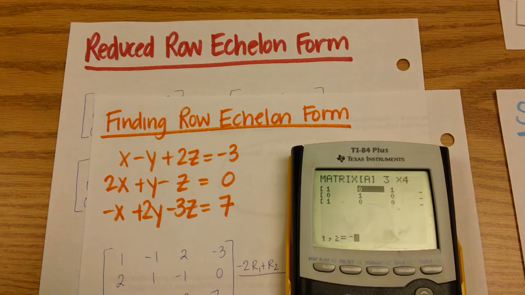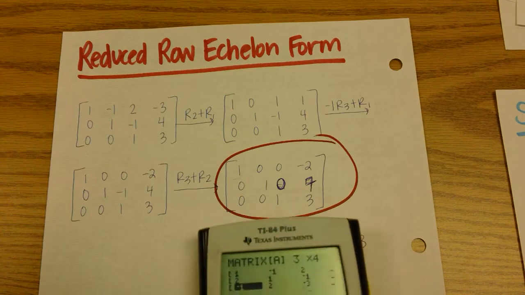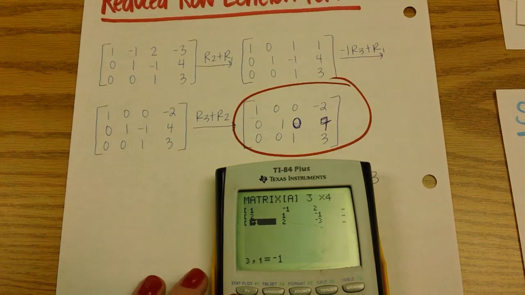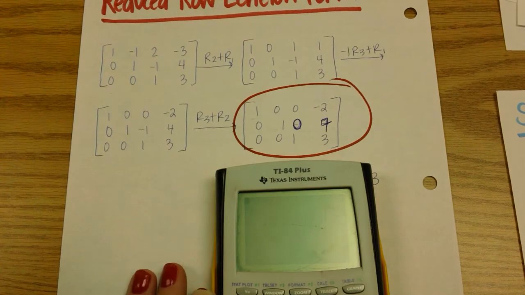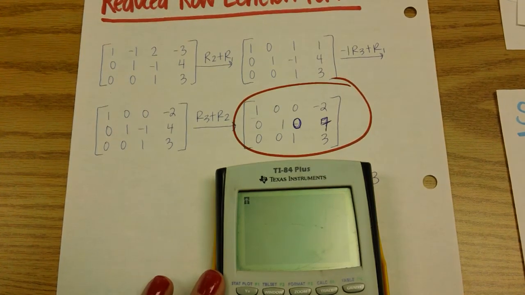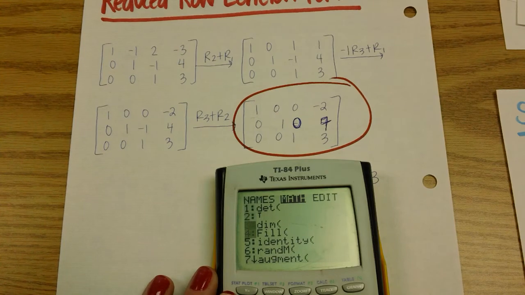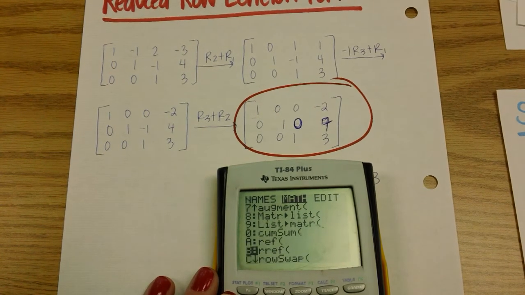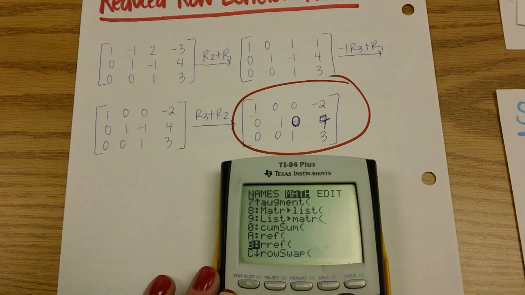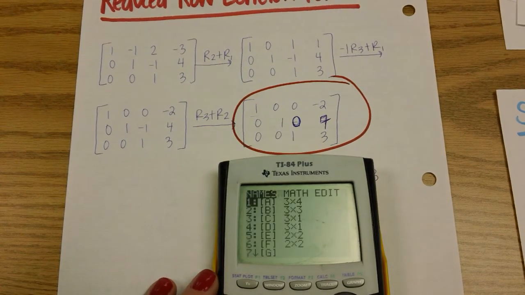Okay, so once you have your matrices in here, and I've stored this as matrix A, you can go to second matrix, go over to the math, and go all the way down to where it says RREF. It's letter B. Hit enter, and then we want to do this for matrix A.